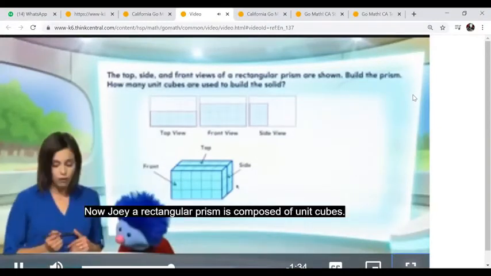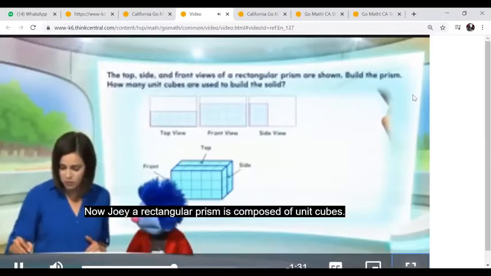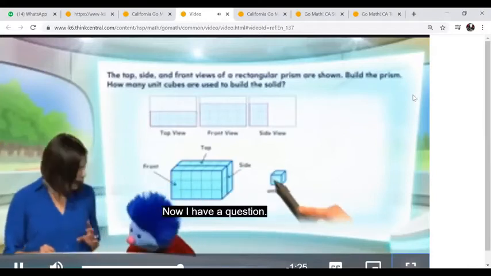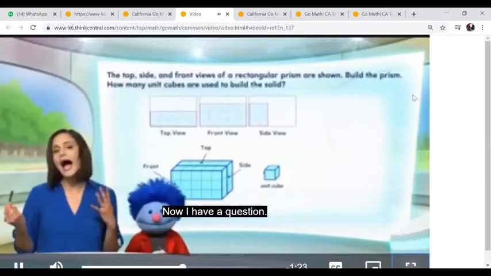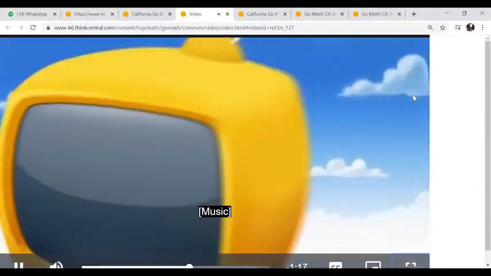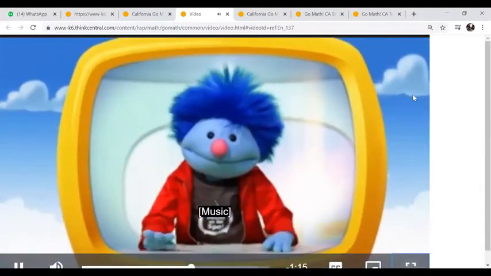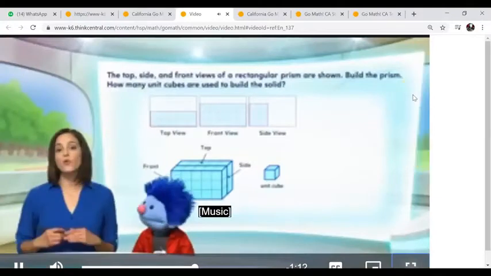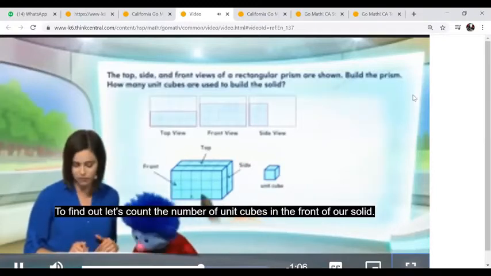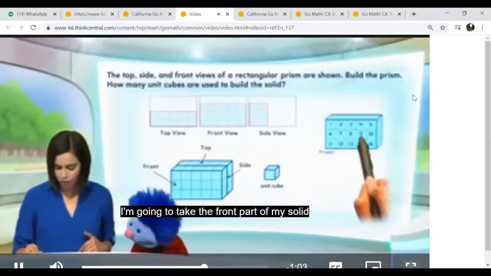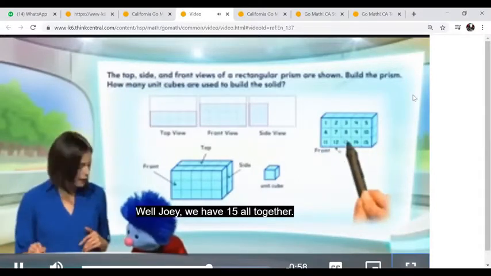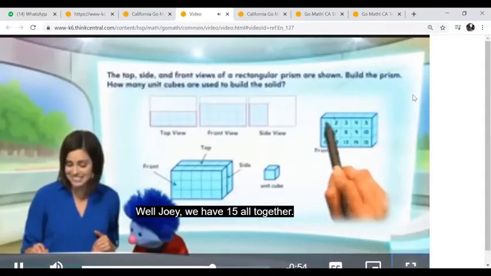Oh, okay. Now, Joey, a rectangular prism is composed of unit cubes. Now, I have a question. How many unit cubes do we need to build our prism? To find out, let's count the number of unit cubes in the front of our solid. I'm going to take the front part of my solid and count these unit cubes. Well, Joey, we have 15 altogether.